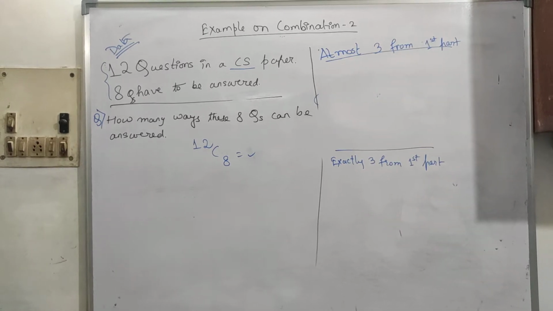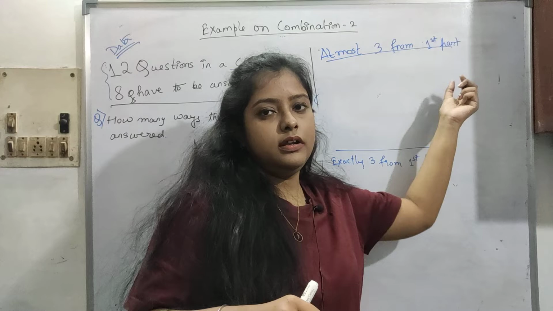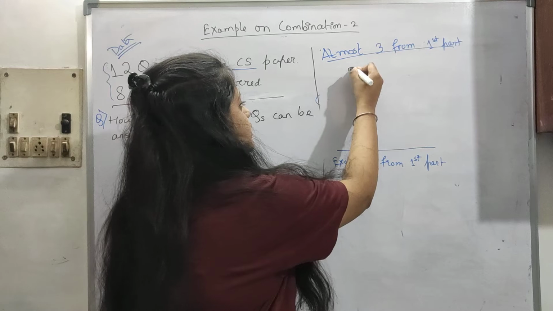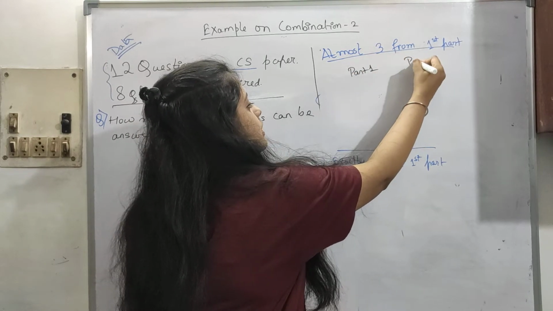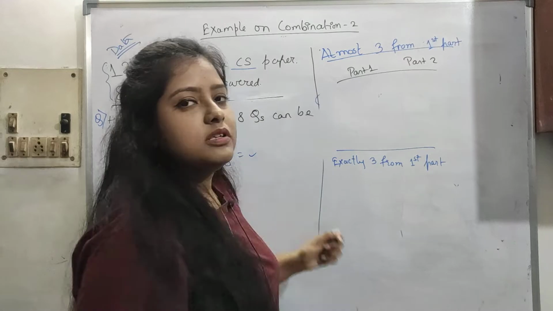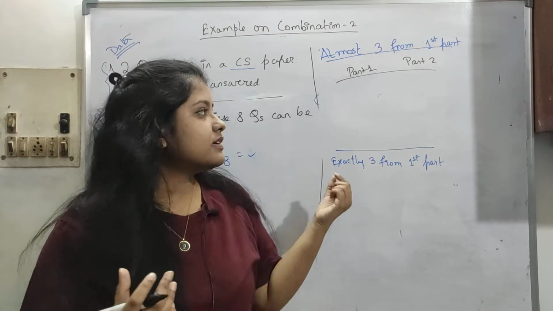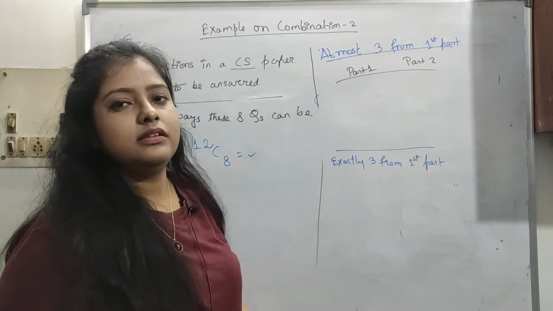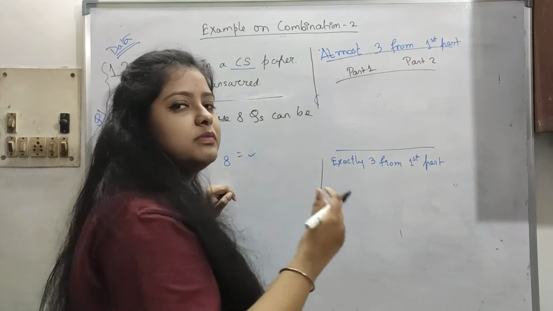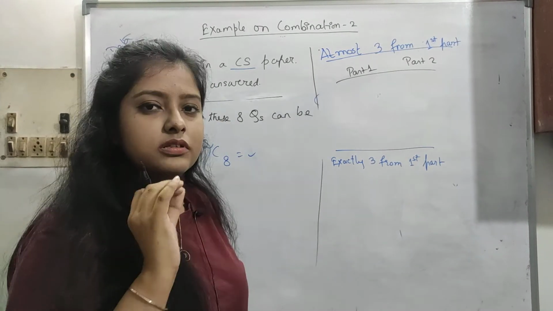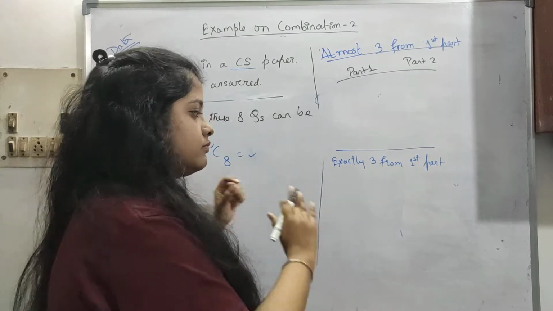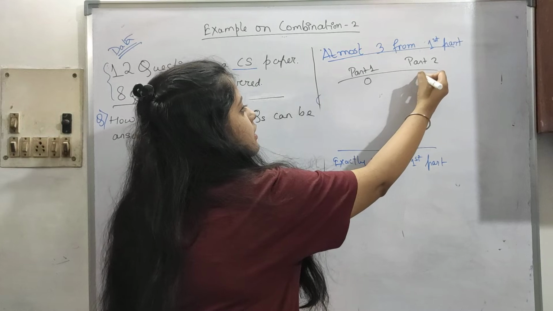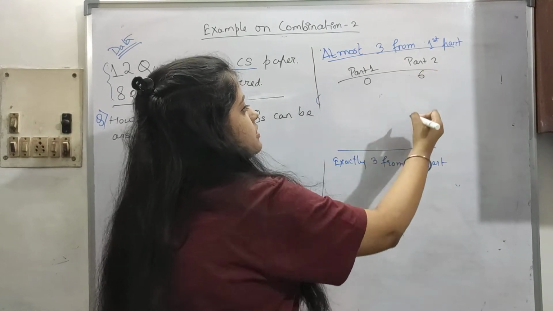Now let's see this second one: at most 3 from part 1, and whatever it is from part 2 doesn't matter. At most 3 means you can think of it like that, part 1 here and part 2 here. With this concept of at most, at least, exactly, we will see more in theory of computation, that is automata. But here let's look at it easily. At most means it can be 0, or at most 3, lesser than or equal to 3. So you can take 0 questions from here and 6 questions from there.